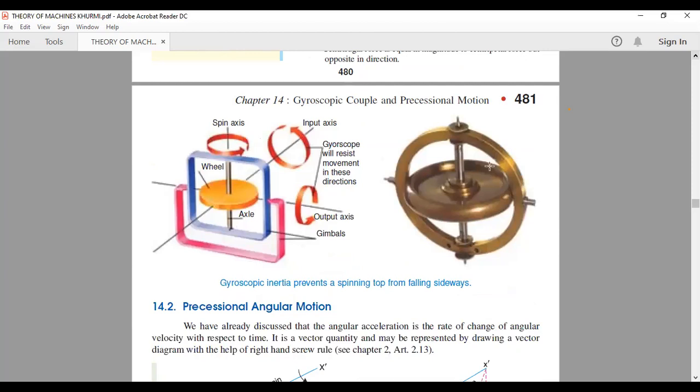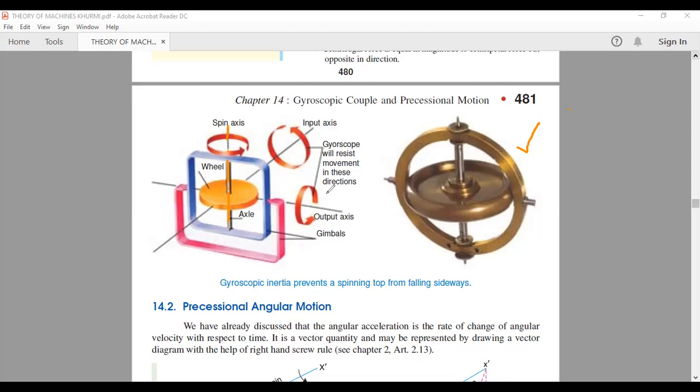So this is a gyroscope. This is a gyroscope instrument which we are going to study in this unit. It has a spin axis that is called the axis of spin. So this is the axis of spin here. A wheel or disc is rotating in the anti-clockwise direction. Next, the input axis and the output axis are seen here.